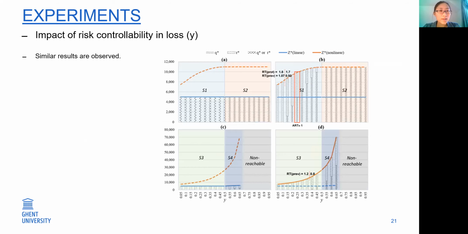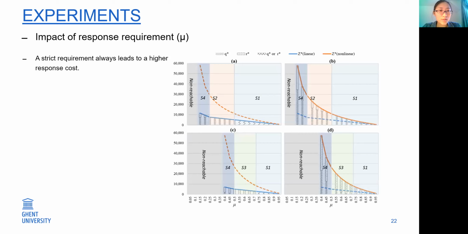With respect to the risk controllability in risk loss, we have observed similar results to the impact of risk controllability in risk probability. And also for the impact of the risk response requirement, we have observed that when the risk response requirement is strict, a higher risk response cost is required.